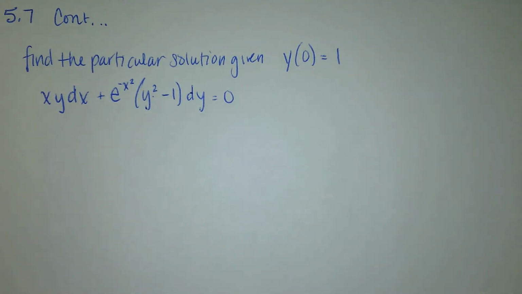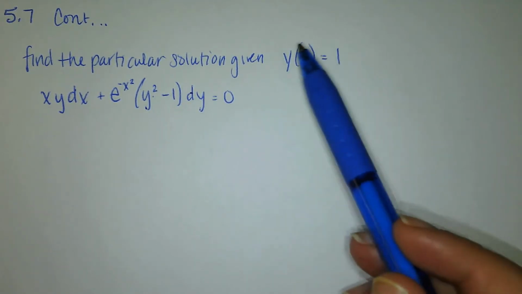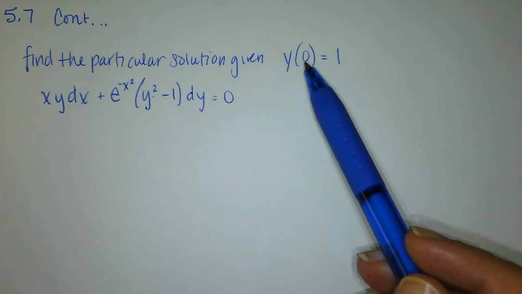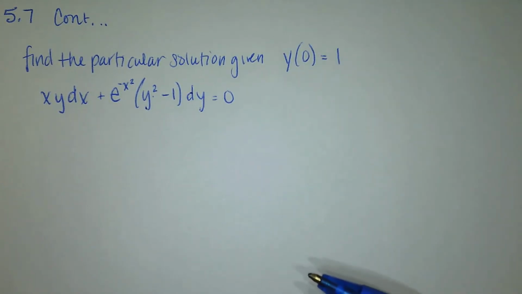Alright, these ones, same idea as yesterday. The only difference is we're given an initial condition. So once we go through and solve the differential equation, we're going to want to plug in our initial condition and figure out what the constant value is. And then actually write out the original function.